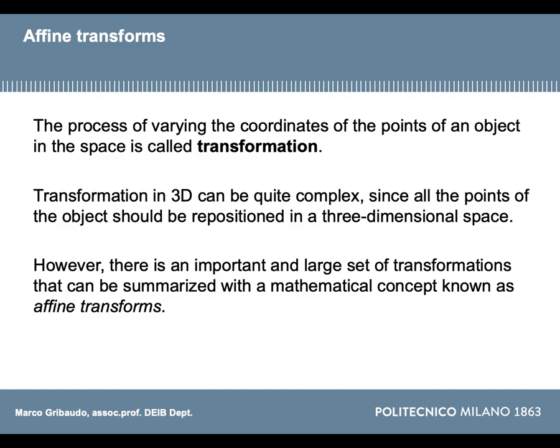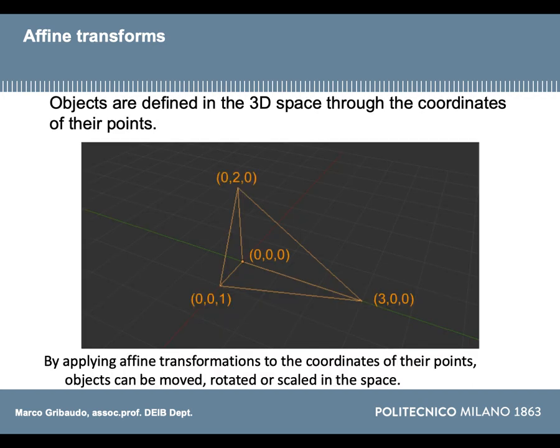Lucky for us, thanks to the fact that we have added this extra fourth component to the coordinates in the 3D space, and thanks to a very simple mathematical concept called affine transform, we can encode most of the things that we would like to do to an object, to the movement of an object in a 3D space, with a very simple framework.